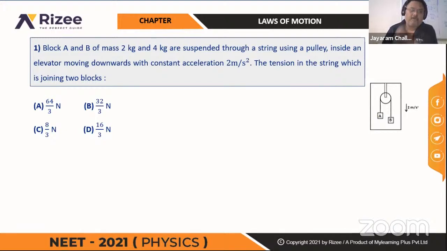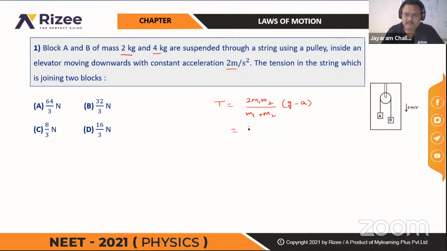Block A and block B of masses 2 kg and 4 kg are suspended from a string through a pulley inside an elevator moving downwards with a constant acceleration a. So the system is moving in the downward direction. It's an Atwood machine condition. So tension in an Atwood machine can be written as 2m1m2 by m1 plus m2 of g, since it is coming in the downward direction, g minus a. So if you can remember these formulas, you can go ahead, or else you need to derive this relation for the tension and solve them.